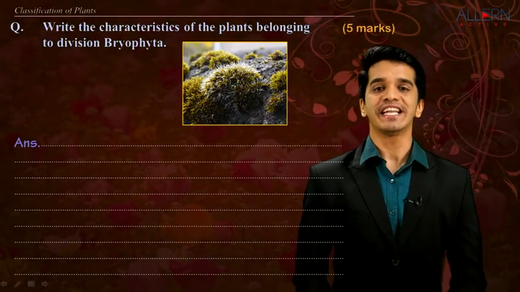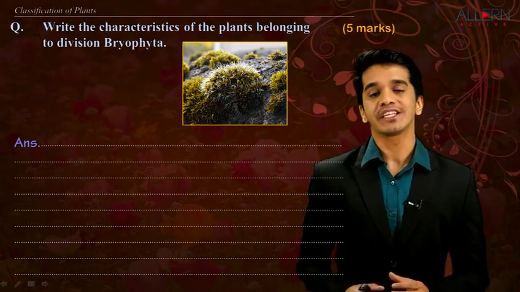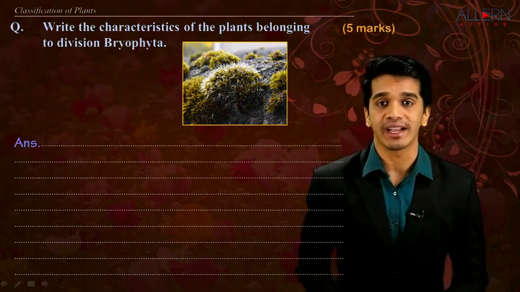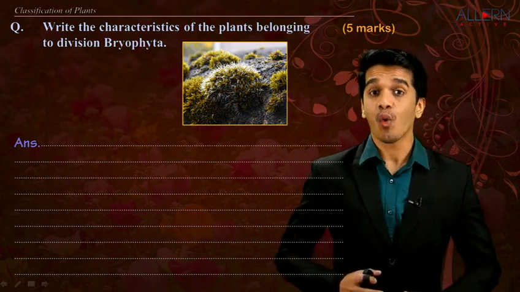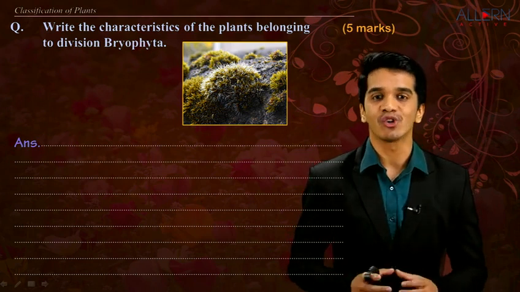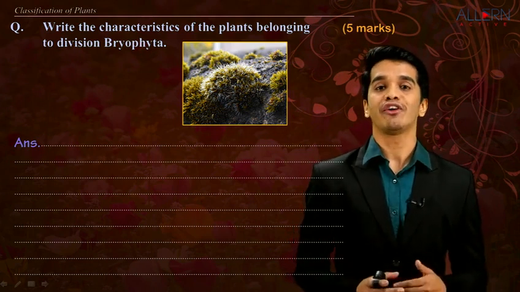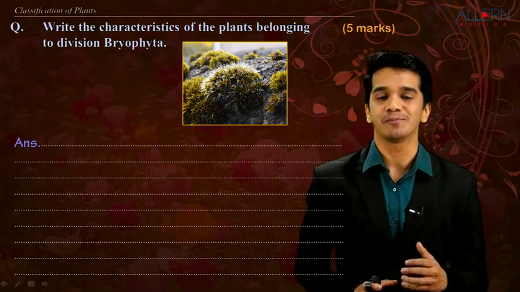Now we are going to study the characteristics of the division Bryophyta. The plants which come under the division of Bryophyta are also called amphibians of the plant kingdom. Now why are they called amphibians? Because they grow in moist soil and they require water for reproduction. And this plant reproduces asexually by spore formation.